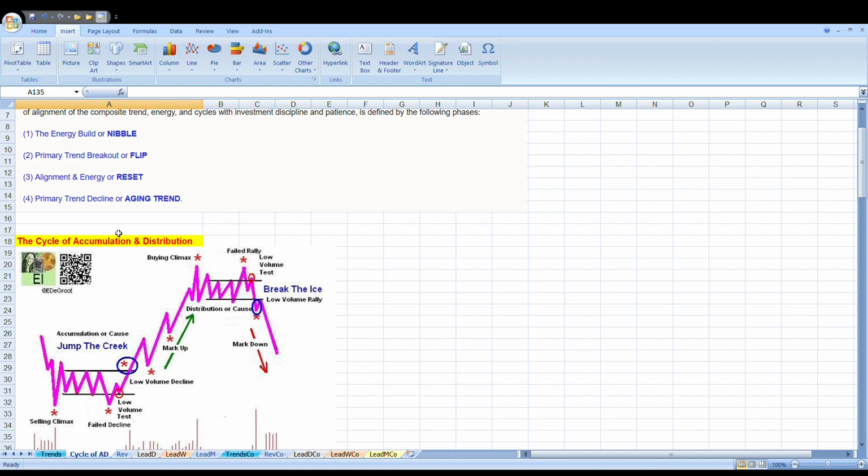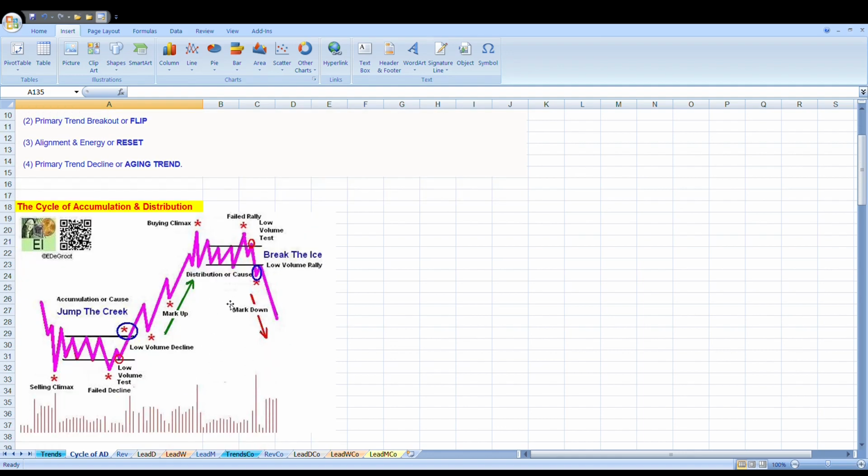The website has a link to it that discusses the cycle of accumulation and distribution. A lot of the concepts that are in there, I think it's important to know how we talk about markets. These are concepts that were drawn from some of the trading masters in the past, and we have expanded on them a lot because we have computers now.